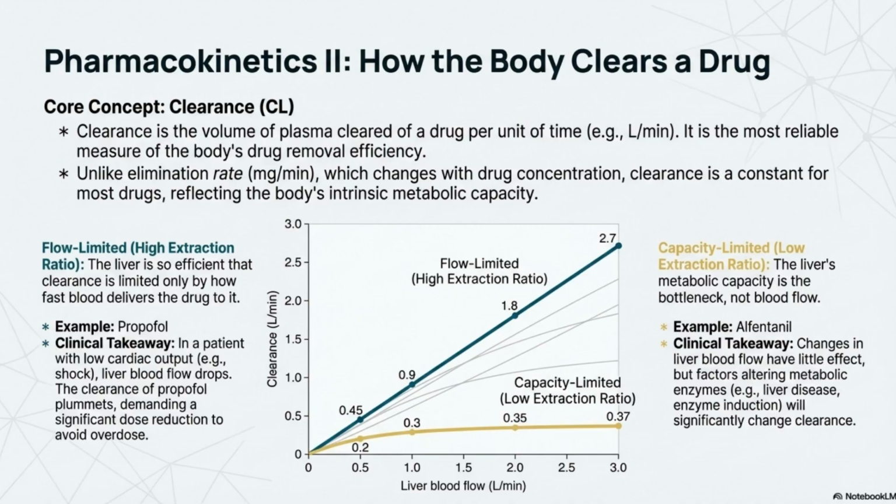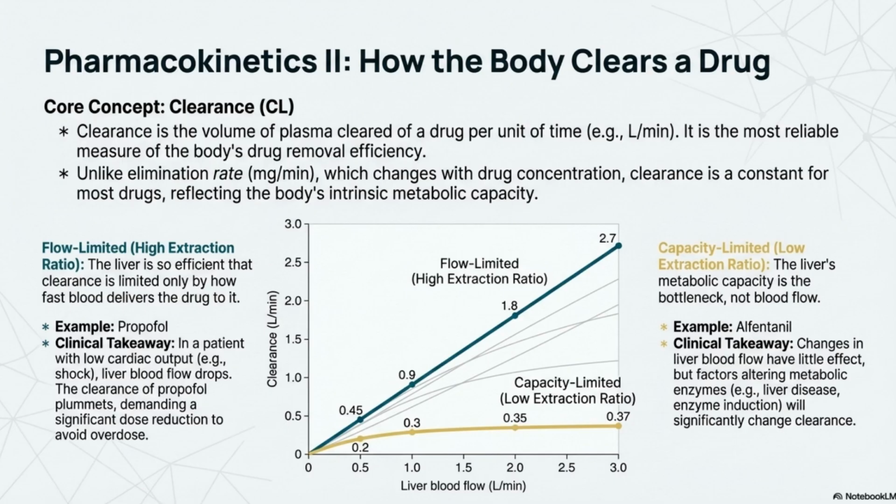How do our organs, like the liver and kidneys, actually do this? There's a formula, right? Clearance equals organ blood flow times the extraction ratio. And that one formula is so powerful because it splits all our anesthetic drugs into two radically different categories. The flow-limited drugs and the capacity-limited drugs. Exactly. Let's start with flow-limited.